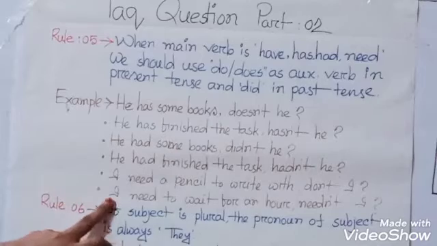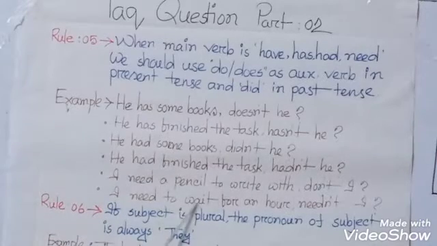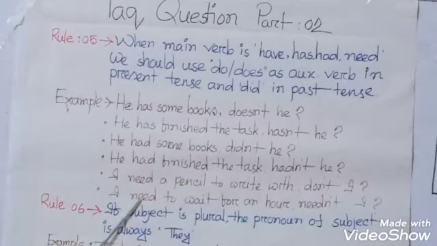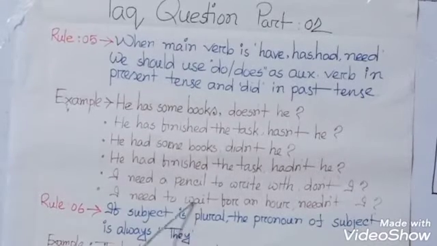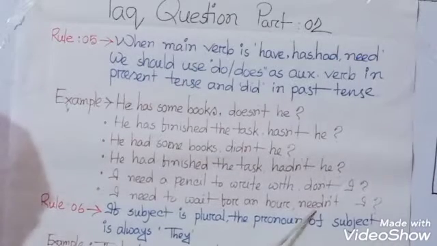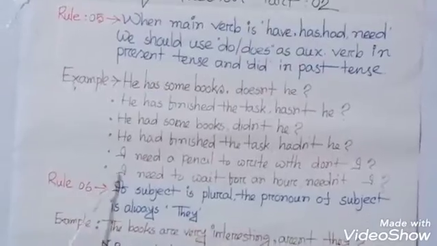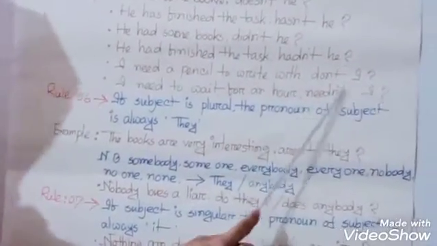Okay, then the last one, I need to wait for an hour. Needn't I? Here, need is an auxiliary verb. How do we realize it? Dear students, notice need, and there is another main verb, wait. Here wait is the main verb and need is an auxiliary verb. That's why we use need as an auxiliary verb, with the negative form needn't, and the subject I used here again: needn't I?